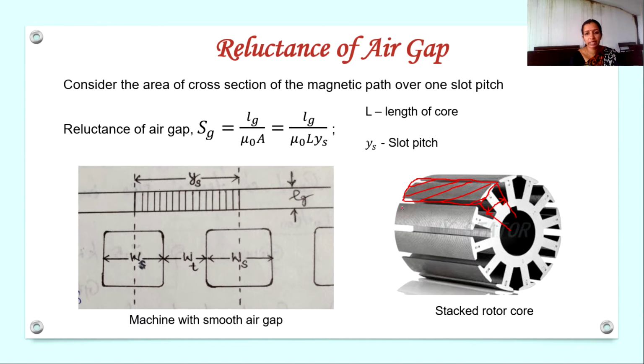If you consider this rectangle, that area will be equal to this side into this side. So what is this side? It will be equal to the axial length of the machine, L. And what is this parameter? This is the distance between two adjacent slots, Ys. So the area of the flux path under one slot pitch is equal to L into Ys, the axial length of the machine into the slot pitch Ys. So the reluctance of the air gap in case of a smooth armature becomes Lg divided by mu 0 into L into Ys.